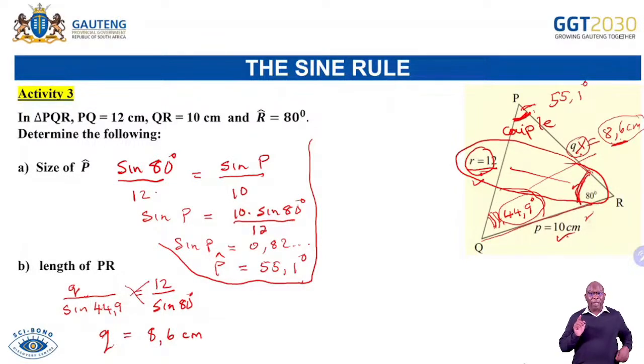So when you're working out these questions, you must also be able to pick this up. If I got my answer here as 15-something, and that angle is as small as 44.9, then you know there's something wrong that I've done. That's just one skill that you must learn.